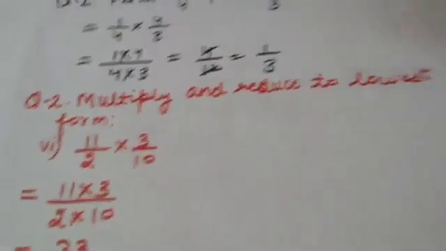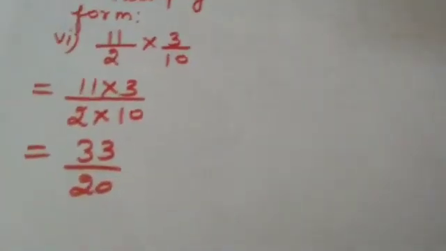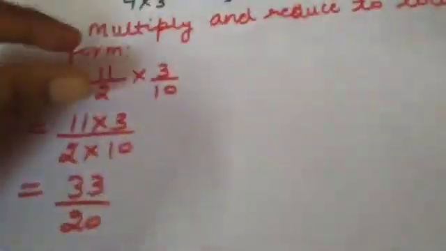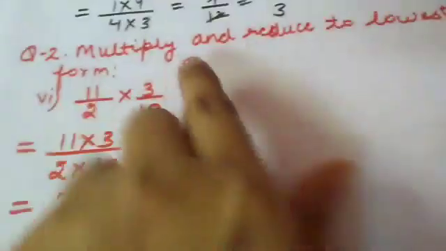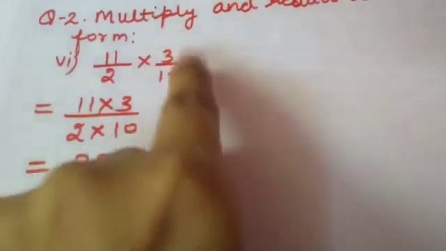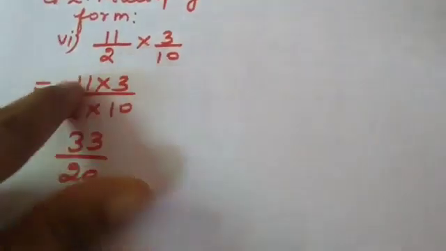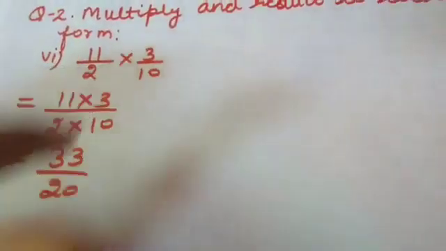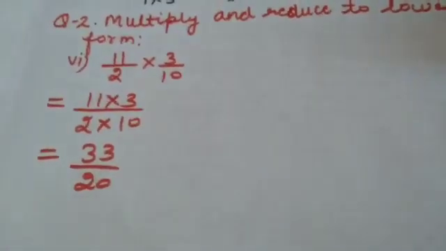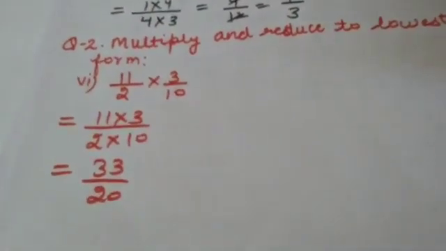Now question number 2, multiply and reduce to lowest form. This is how to multiply the fractions: 11 by 2 into 3 by 10. How will you multiply? You will multiply numerator with numerator and denominator with denominator. So it will be 11 into 3 over 2 into 10. So 33 by 20 is your answer. If you want to convert to a mixed fraction, it's up to you.